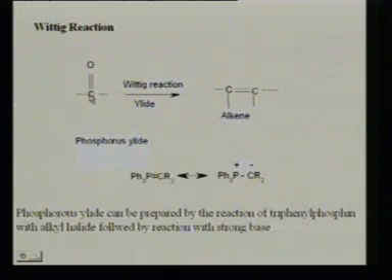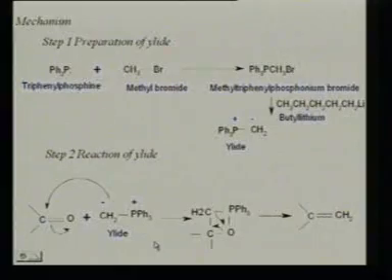Here carbonyl compounds react with the Wittig reagent. This reaction was given by Wittig, so it is named like this. Here we make use of ylides and phosphorus ylides. I think you may know ylides are those molecules where you have a positive and a negative center, like the one shown here. Phosphorus ylides can be prepared by the reaction of triphenyl phosphine with alkyl halide followed by reaction with a strong base. You can see it here.